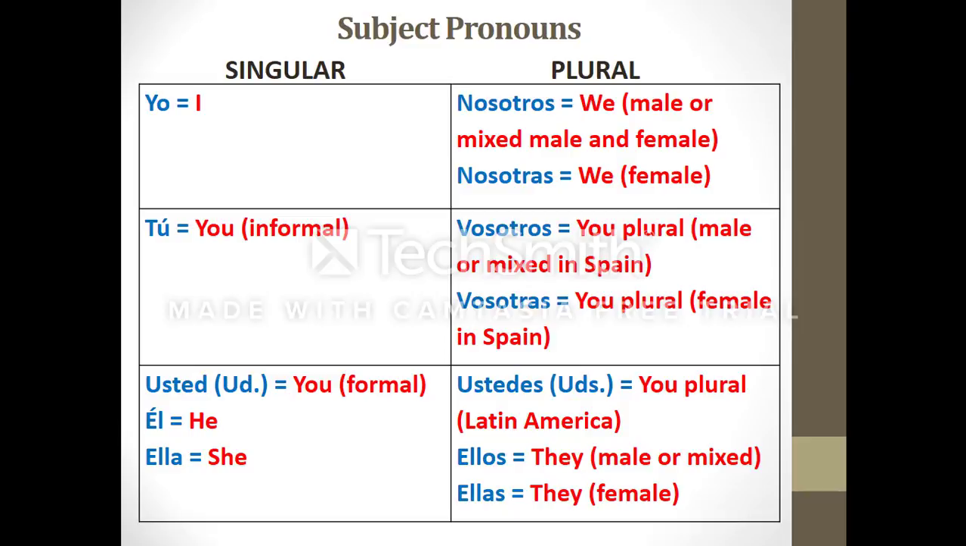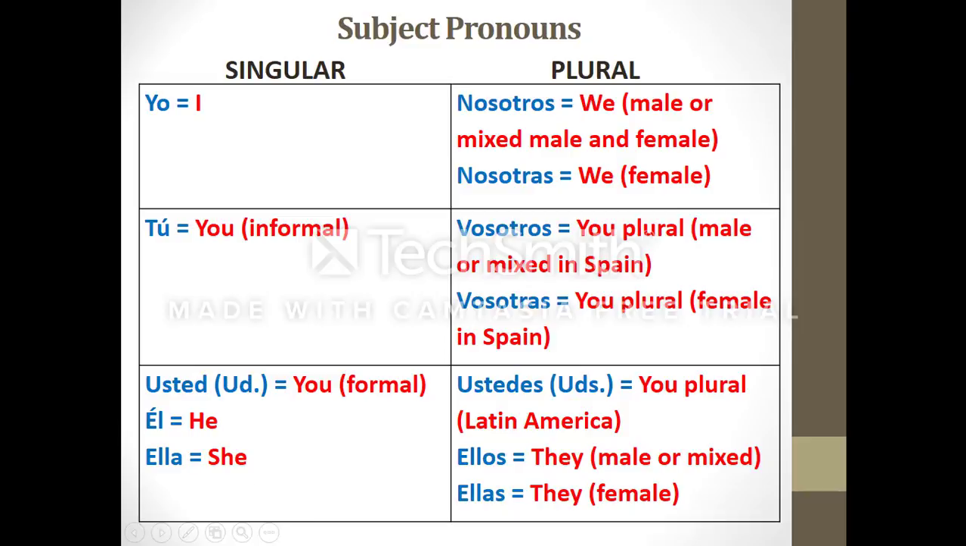Usted can be spelled out completely, or it can be abbreviated as shown in parentheses. Either way, it's pronounced usted, and you are welcome to write it either way, and you will also see it written both ways. We have él, which means he. That accent must be included over the e, and ella, which means she. Now that is the singular side. So if there were only one person talking, these are the pronouns that would be used as your subject.